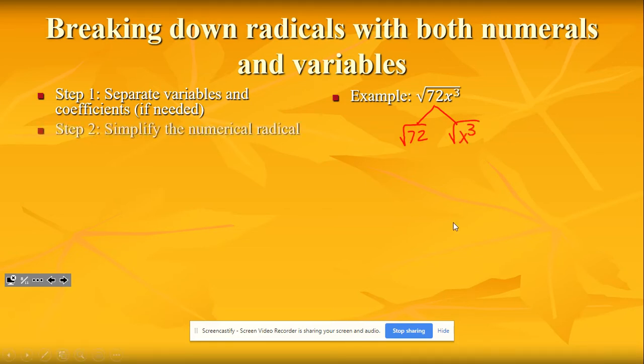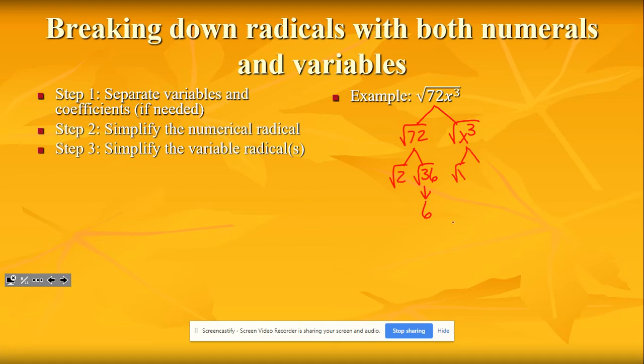Next, simplify the numerical radical first. Earlier, we simplified radical 72 into radical 2 and radical 36. Radical 36 comes out because it's a perfect square, and it's simply just 6. Next, simplify the variable radical or radicals if you have multiples. X to the third can be simplified into radical x squared and radical x. Radical x squared is an even power, so it can come out with cutting the exponent in half, so it's simply just x.